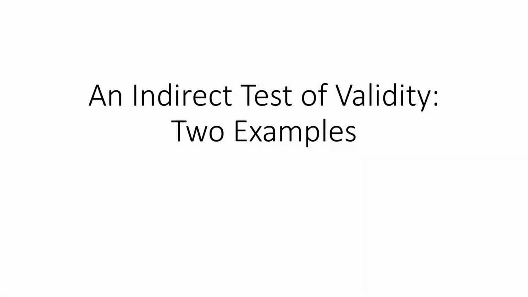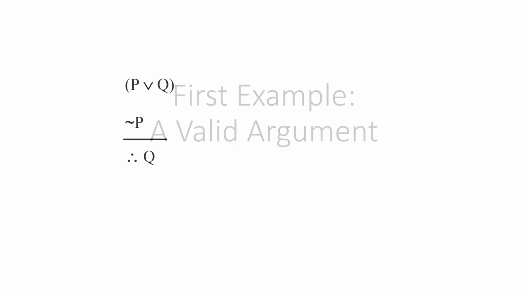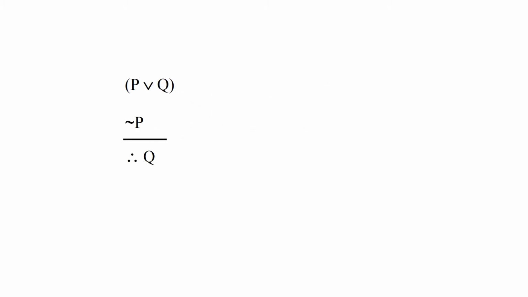Let's use an indirect test of validity on two different arguments, one valid, one invalid. First argument we're going to look at, a very familiar valid argument. Here's that familiar argument. P or Q, not P, so Q.